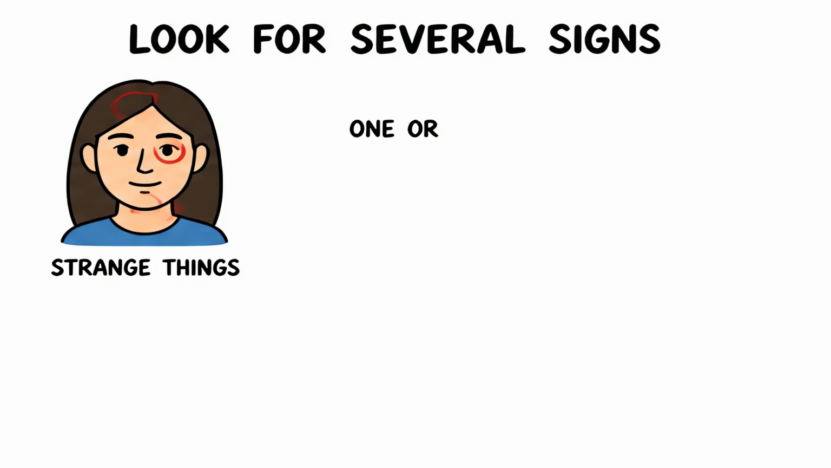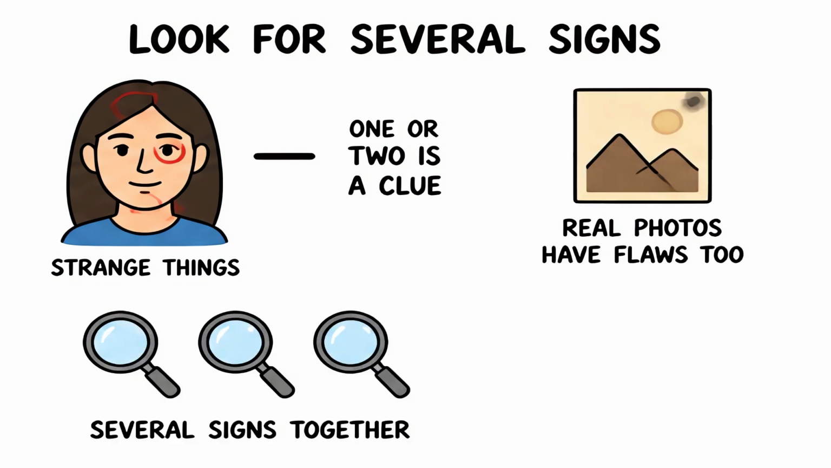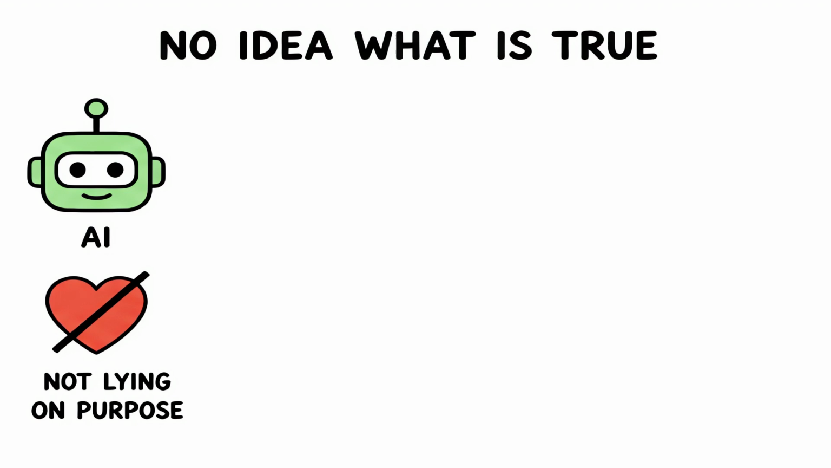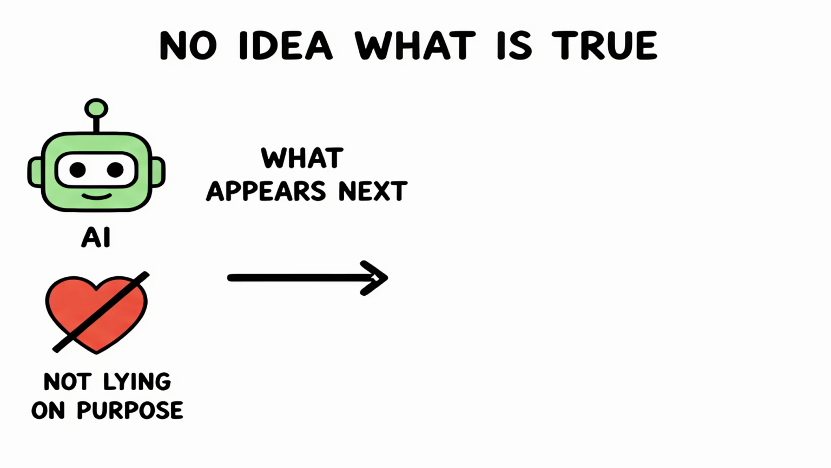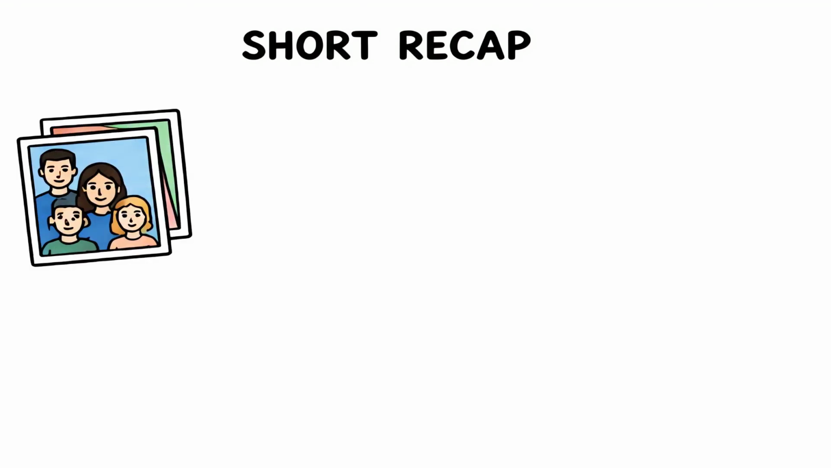A gentle tip: you do not need to catch every detail. One or two strange things in the same image is usually a strong clue. Real photos can have flaws too, so look for several signs together, not just one. It helps to remember the AI is not lying on purpose. It has no idea what is true. It only knows what tends to appear next to what. That is why a fake face can feel so warm and human and still have 6 fingers.